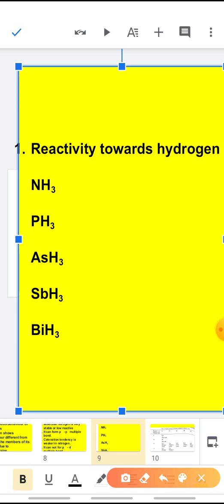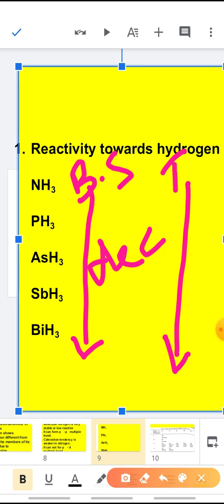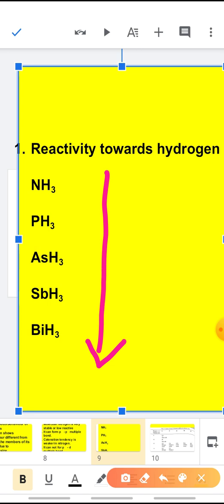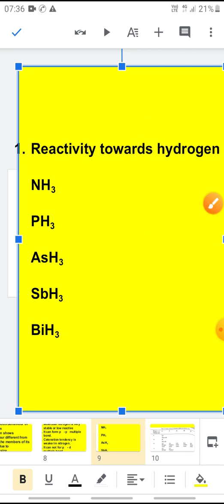So we have learned three trends. First is the basic strength, how it varies down the group from top to bottom. I am writing BS for basic strength; it decreases. Second is thermal stability. From top to bottom, the thermal stability also decreases because the bond length increases. And the third important thing is the reducing character. From top to bottom, the reducing character increases. Clear? Okay.